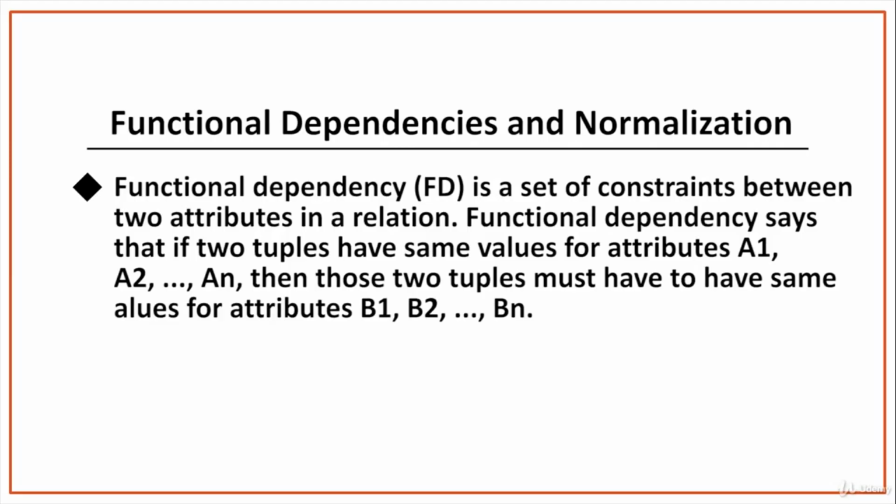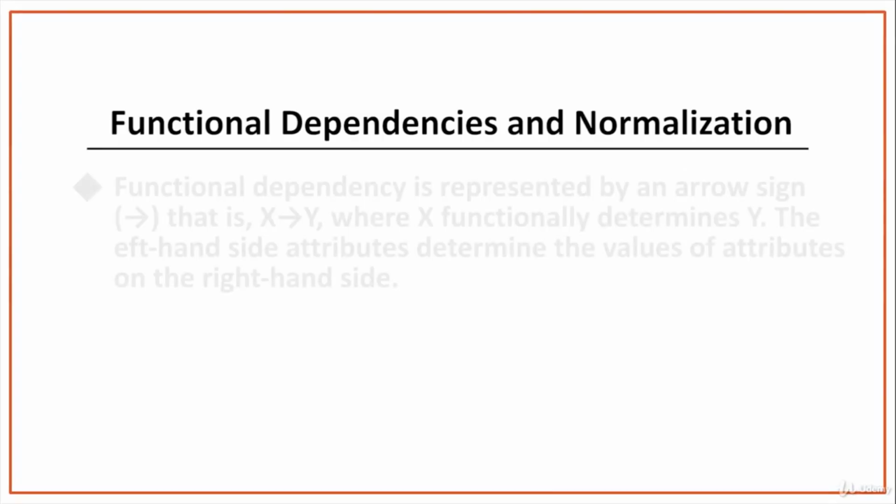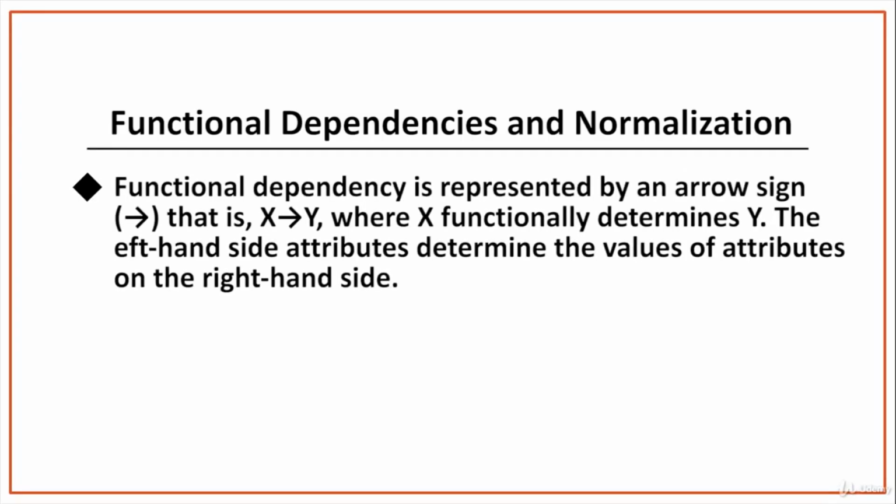Functional dependency says that if two tuples have same values for attributes a1, a2, up until an, then those two tuples must have same values for attributes b1, b2, up until bn. Functional dependency is represented by an arrow sign, that is X arrow Y, where X functionally determines Y. The left-hand side attributes determine the values of attributes on the right-hand side.